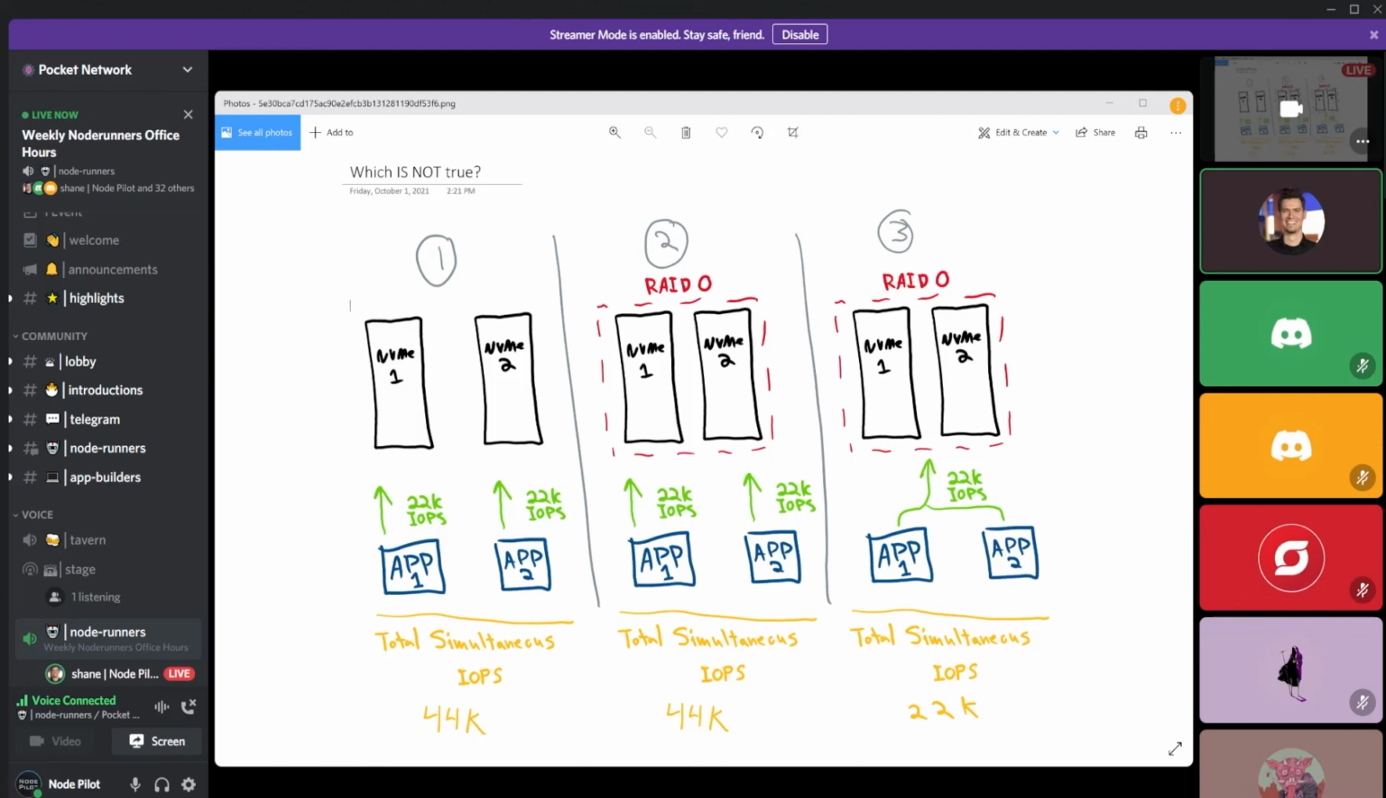Because I believe ZFS has some RAID capabilities where you can add. I wouldn't do ZFS RAID for blockchains, but you've got Irving and Shane and other experts here that can handle it.